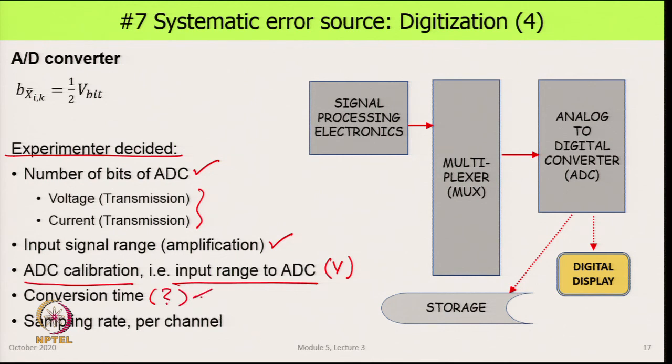Again, in the market you will find a range of converters. We have to decide what is good enough for us. We do not want a very high end which is expensive, or a very low end which does not serve the purpose. And of course, what is the sampling rate, and this is sampling rate per channel.